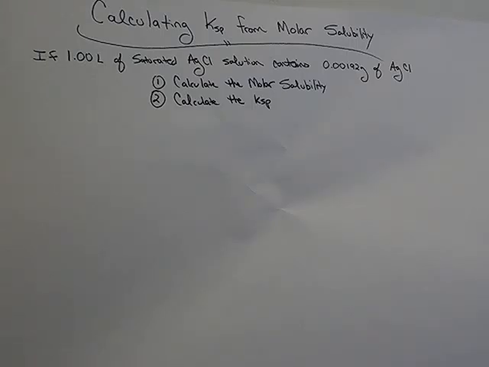dissolve. Pretty typical. So we're asked to do 2 things in this problem. 1, to calculate the molar solubility if we know that 0.00192 grams of the AgCl have dissolved, and then also to calculate the KSP value.